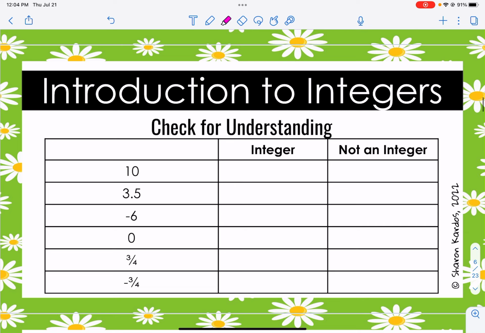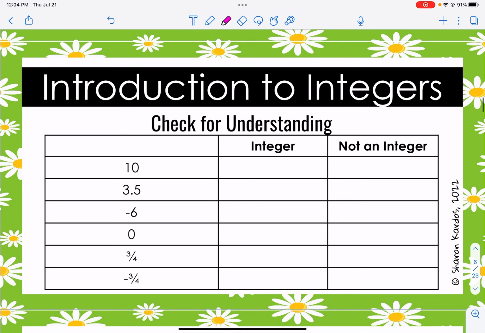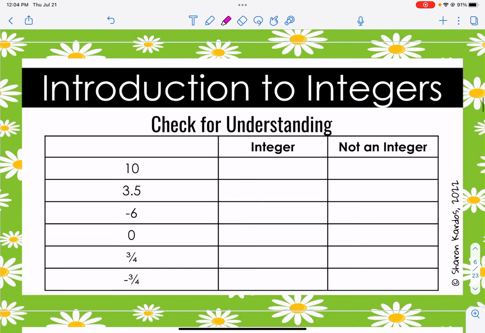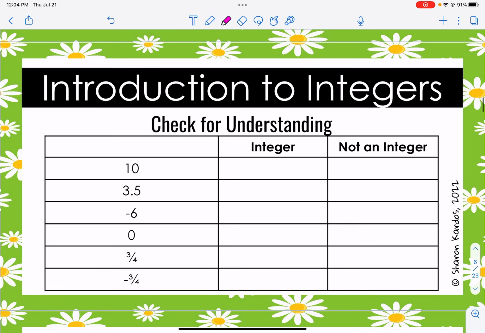Now, pause the video, and I want you to take a minute and think about whether each one of these numbers on the left here is an integer or not an integer. And when you think you have it and you're confident of your answers, come back and then let's check to make sure that you understand the difference between numbers that are integers and numbers that are not.